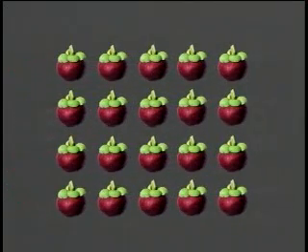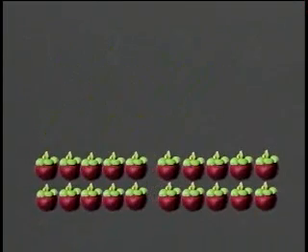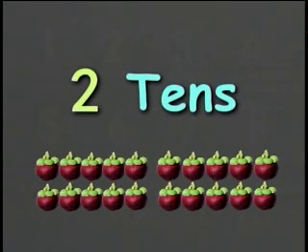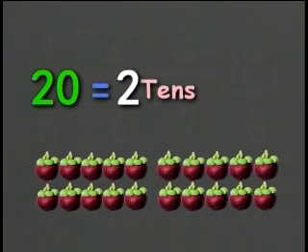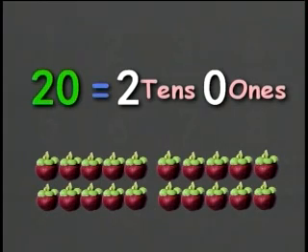Now, how many tens and ones are there in 20? Here are 20 mangosteens. And when we put them into tens, we will have 2 tens and no remainder. So that means 20 consists of 2 tens and 0 ones.